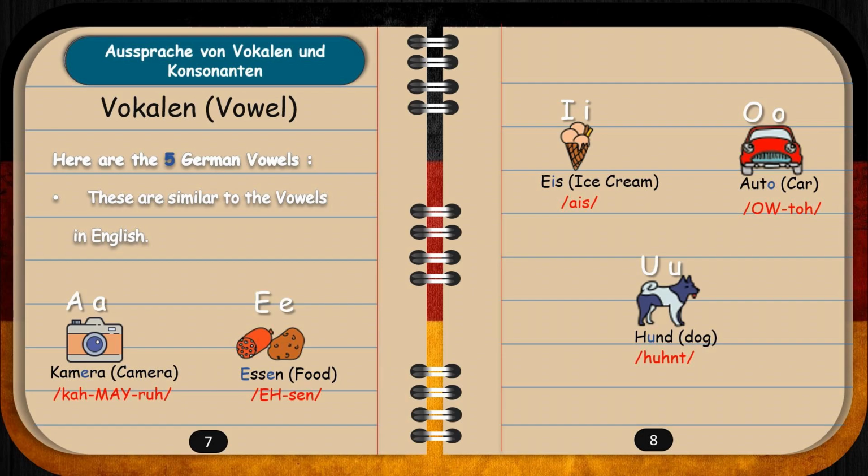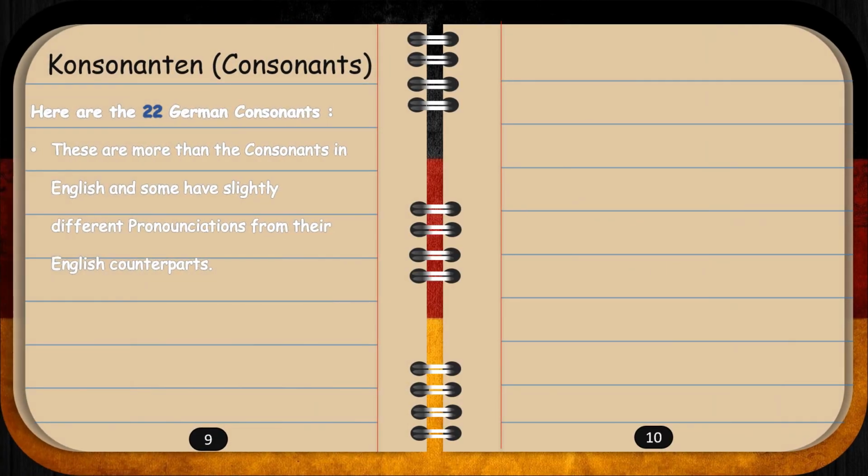Note that the German letter D usually sounds like a T when at the end of a word. A fun fact before we leave this page. Essen, which means food in German, is also the name of a city in the German state of Nordrhein-Westfalen.